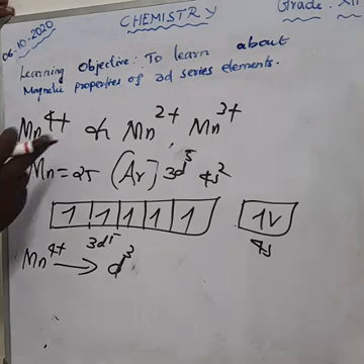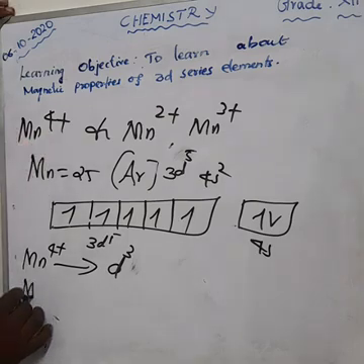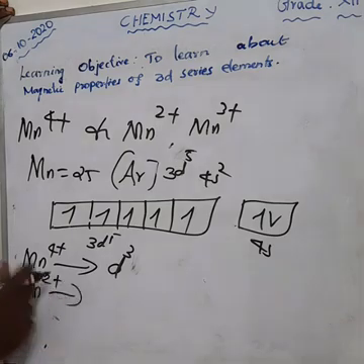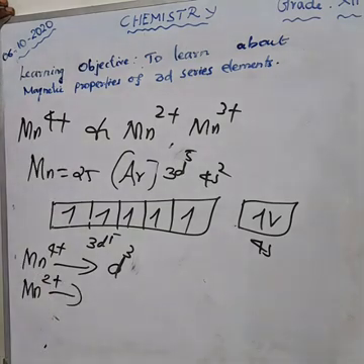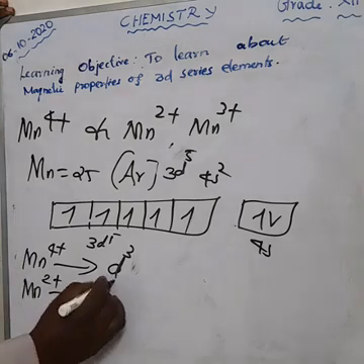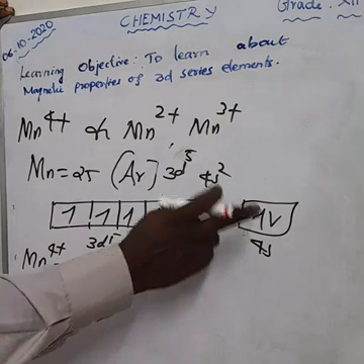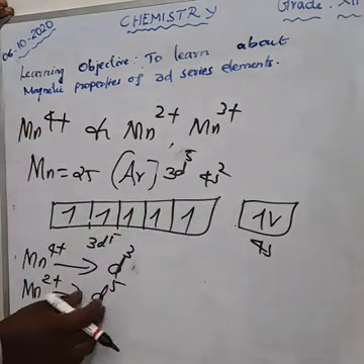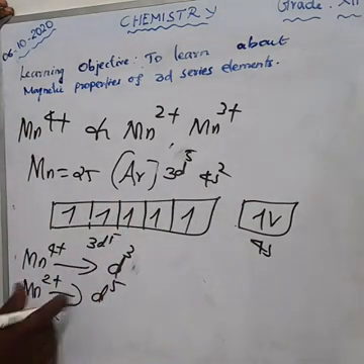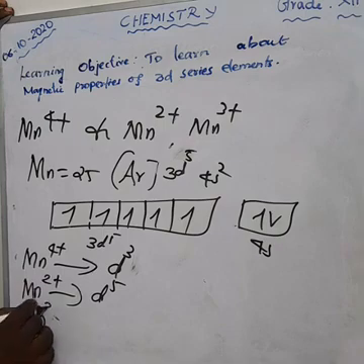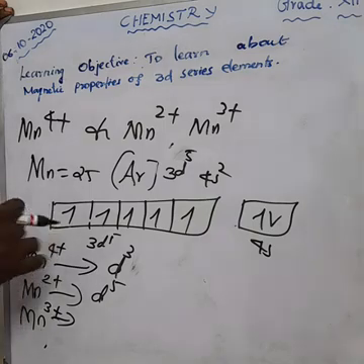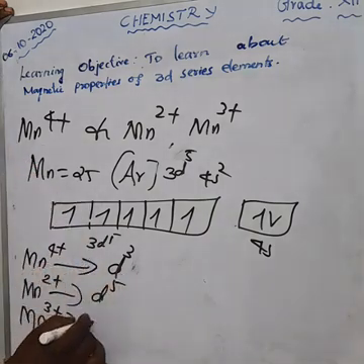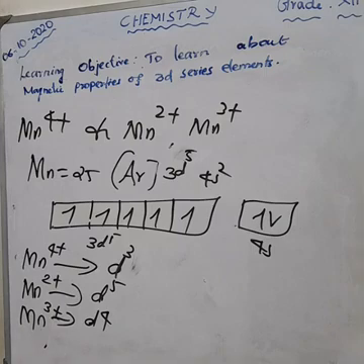What about Mn2+? Can you say what is the configuration of Mn2+? Mn2+ is d5 configuration. Out of 7, lose 2 electrons, so we get d5 configuration. What about Mn3+? Out of 7 electrons, 3 electrons are lost, so we get d4 configuration. Like that, you should calculate all the configurations.